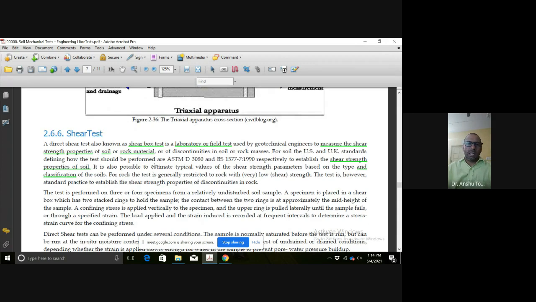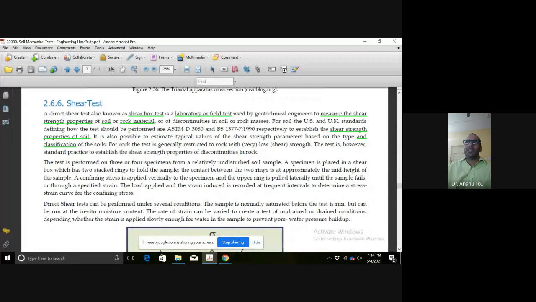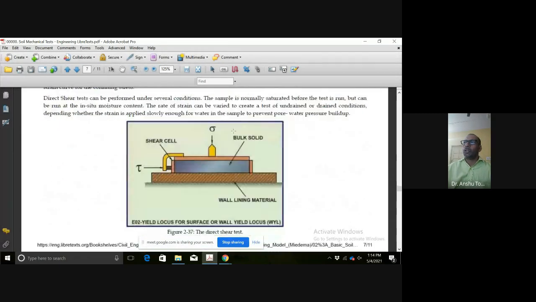Then we have got the shear test, but most of the time, in earlier days also, the most common type was the box shear test, and it can be performed in laboratory as well as in field. It measures the shear strength properties of the soil or rock material. So this is the shear cell. Here we apply the shear, and here we have got the material whose shear resistance we have to evaluate.